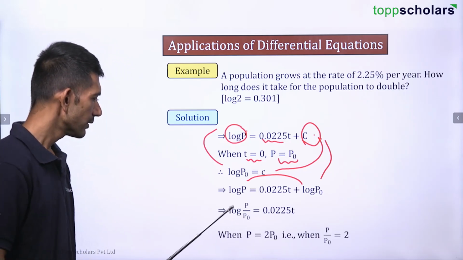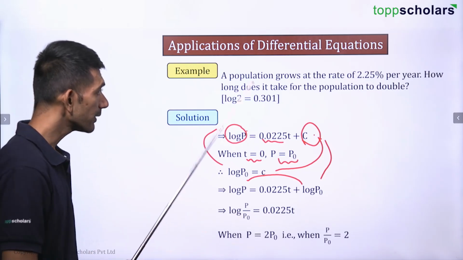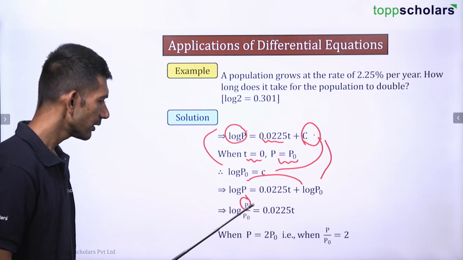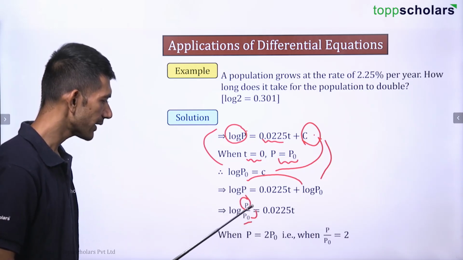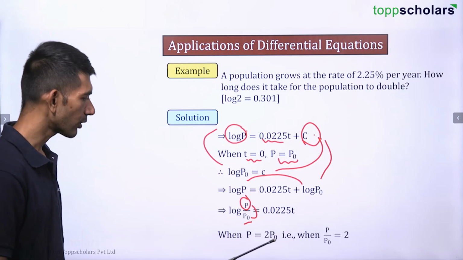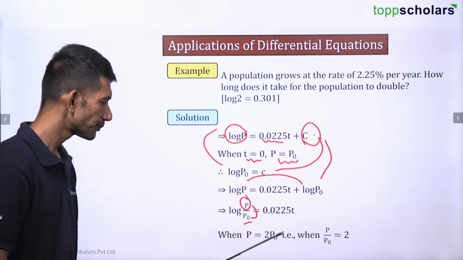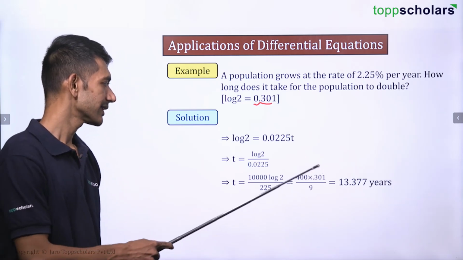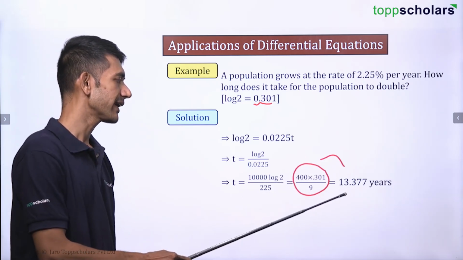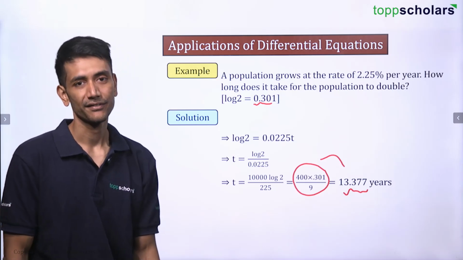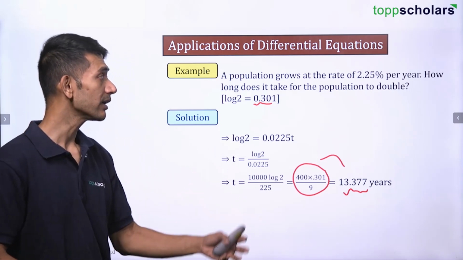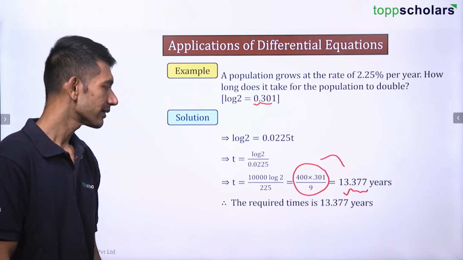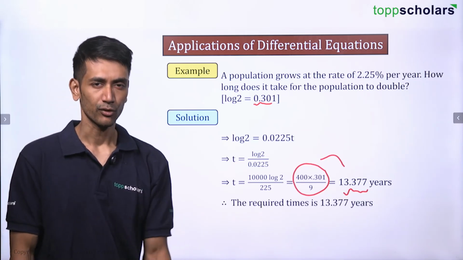Okay. Now we need the population to double, right? If p0 is the initial population and I double this, that is double of p naught, can I say p by p naught becomes 2? So log of 2. Once you solve this further, substitute the values, and the final answer that you get is 13.377 years. So, how long does it take for the population to double? The answer is 13.377. That is the approximation, right?